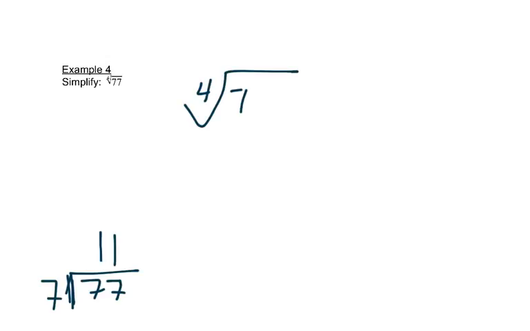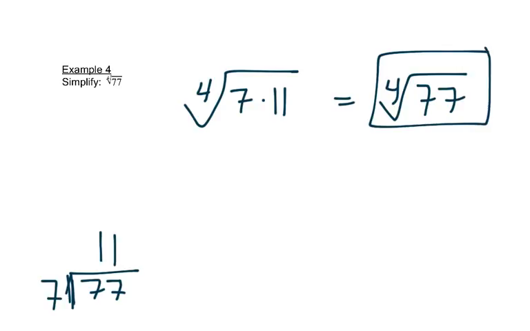Let's look at 77. This is an odd number, so we can't divide by 2. But I see that it has a 7, so I can do 77 divided by 7, which is 11. And 11 is a prime number, so I can't break it down. So this is really 7 times 11. And neither one of those has a group of 4, so I can't do anything with that. And I just end up with exactly how I started. This is already simplified.